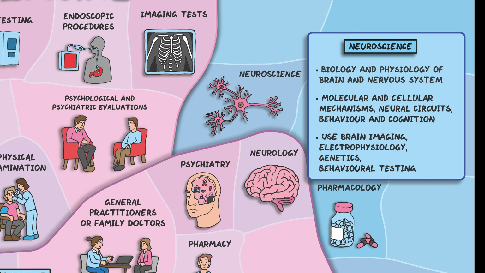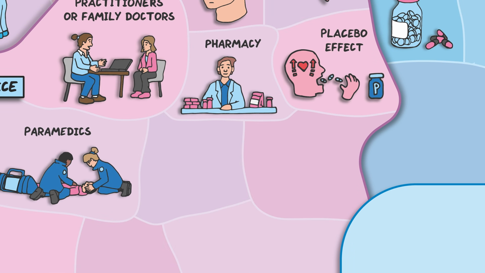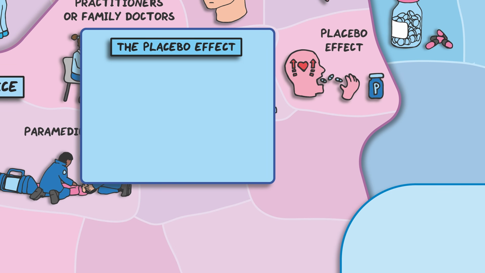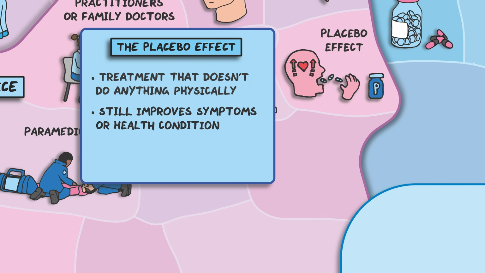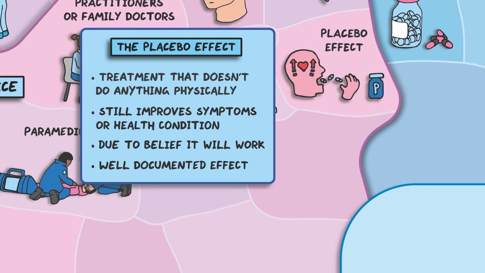This leads us to a really interesting area of medical science, the placebo effect. This is where patients can be given a treatment that doesn't actually do anything physically, but if you don't tell them this and they think they're getting a proper drug or surgery, they still experience improvements in their symptoms or health condition, just on the basis that they believe it will work. The placebo effect has been well documented in several areas, especially for pain management, but we still don't know exactly why it works, although there are many theories being tested involving our natural endorphins or neurotransmitters like dopamine.